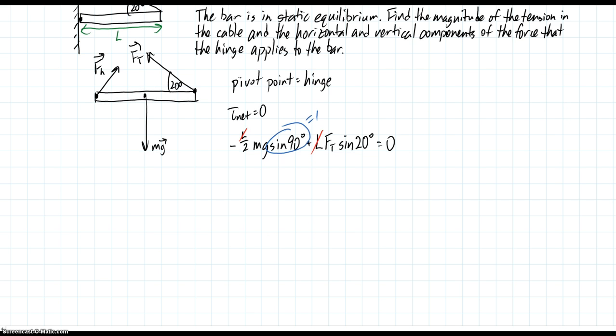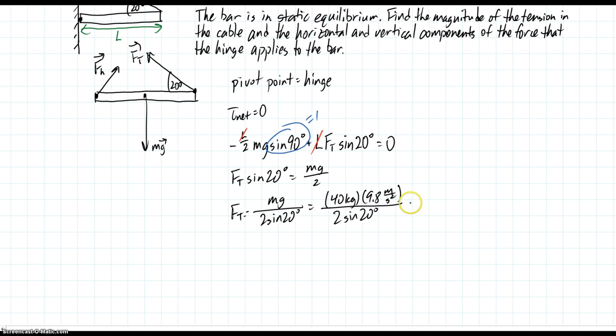And if we solve this for the tension, we have tension times sine 20 equals mg over 2, or the tension equals mg over 2 sine 20 degrees. We know the mass is 40 kilograms. g is 9.8 meters per second squared. And if we plug that all in, we'll get that the magnitude of the tension is 573.1 newtons.